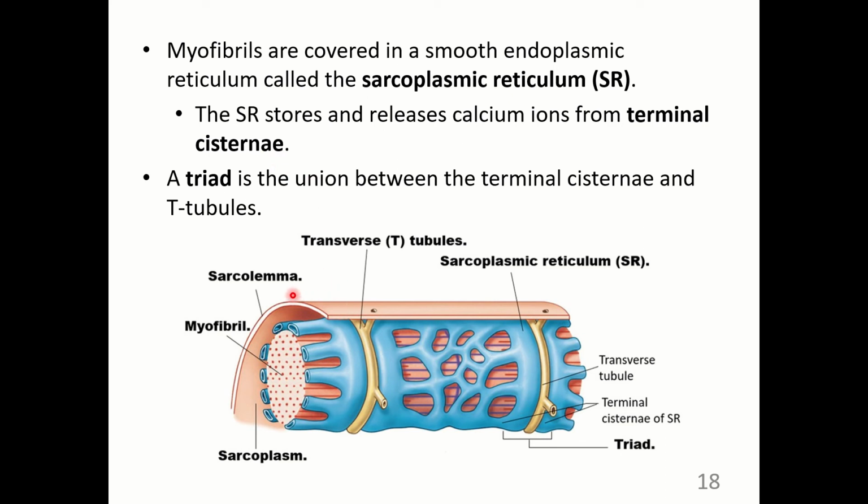In this illustration, we see the sarcolemma, which is the plasma membrane of the muscle fiber, the T-tubules, which extend from the sarcolemma deep into the sarcoplasm, which is the cytoplasm. The sarcoplasm is filled with myofibrils, which contain the myofilaments, actin and myosin. Myofibrils are covered in the sarcoplasmic reticulum, which is a modified smooth endoplasmic reticulum, and it contains terminal cisternae that join to the T-tubules, forming the triad.